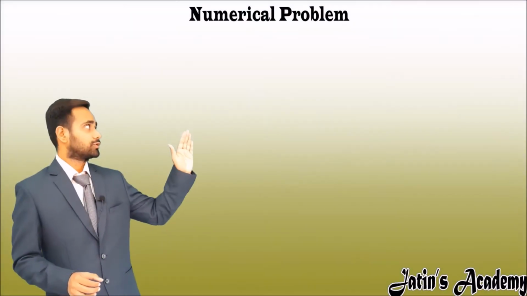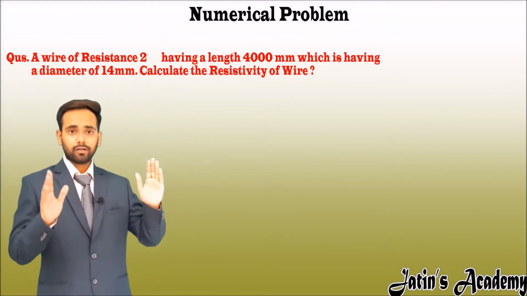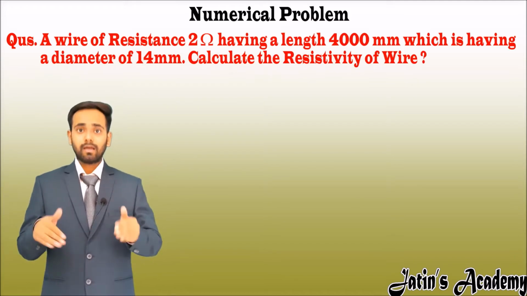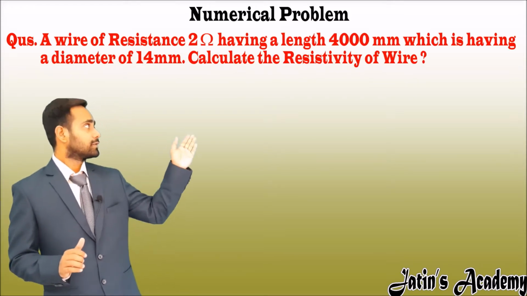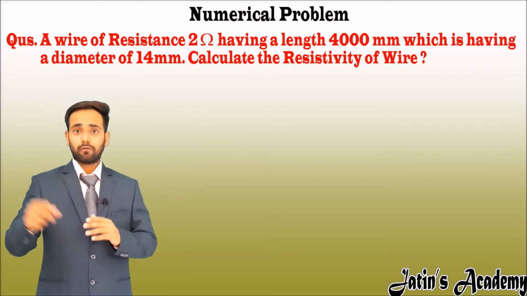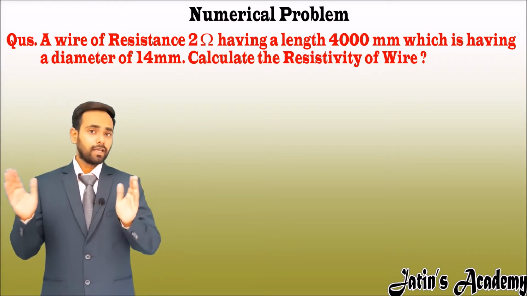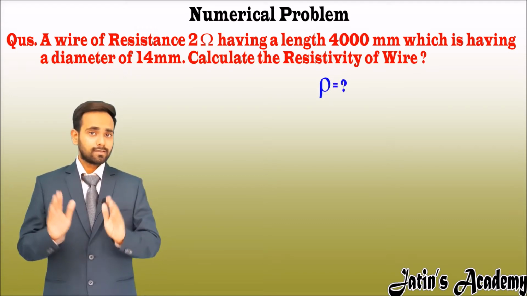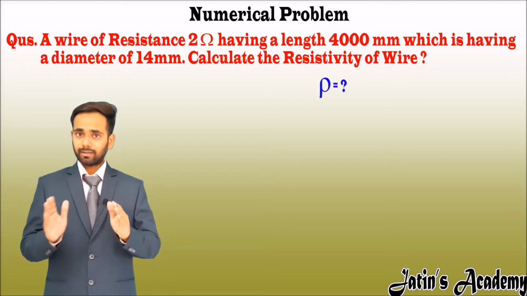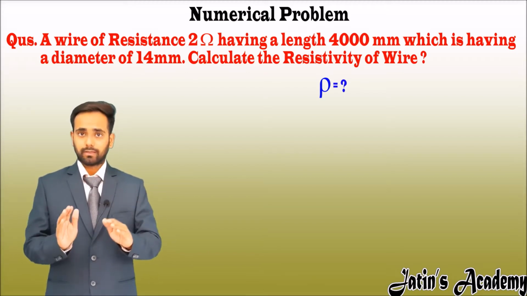We have the first question: a wire of resistance 2 ohm having a length of 4000 mm and a diameter of 14 mm. We have to calculate the resistivity of this material.